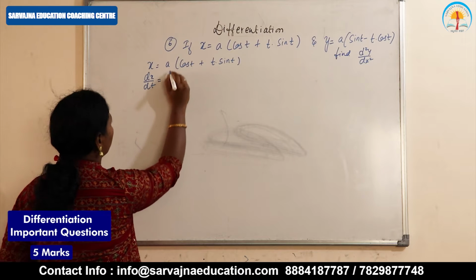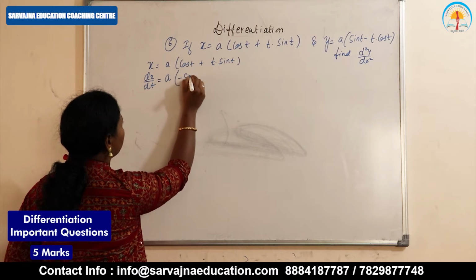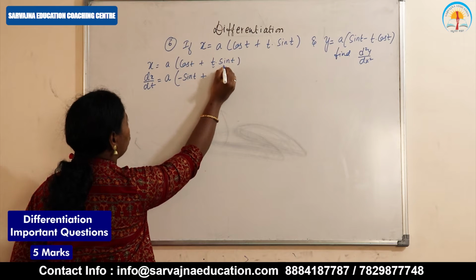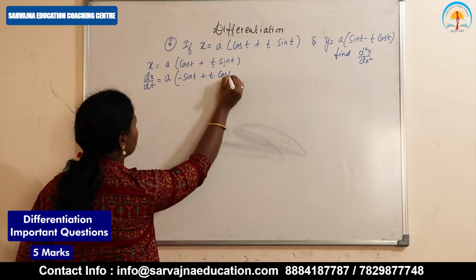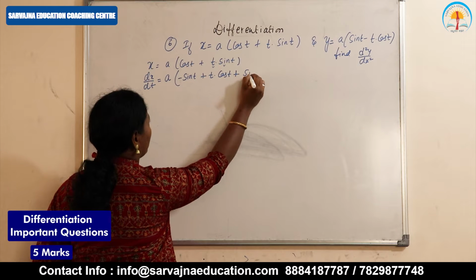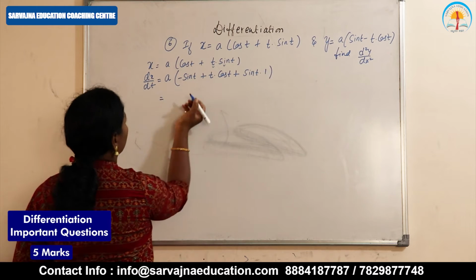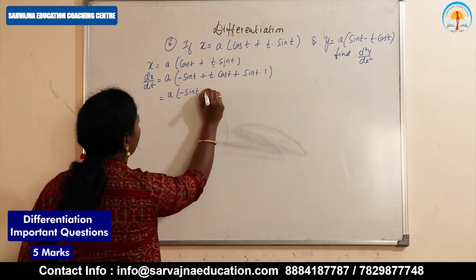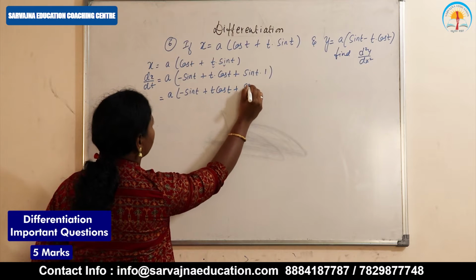dx by dt is equal to a is a constant, keep as it is, and cos t differentiation is minus sin t plus t and sin t. There are two functions u v. Keep t as it is, and sin t differentiation is cos t plus keep sin t as it is, and t differentiation is 1. Okay. So now a of minus sin t plus t cos t plus sin t.